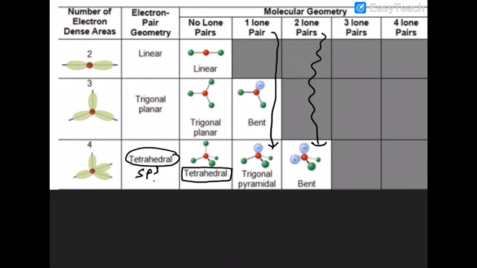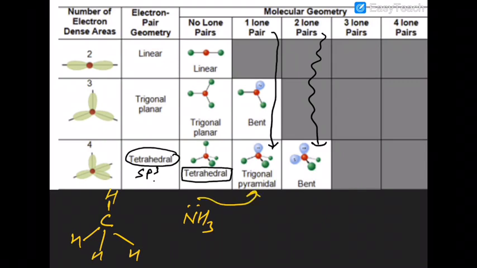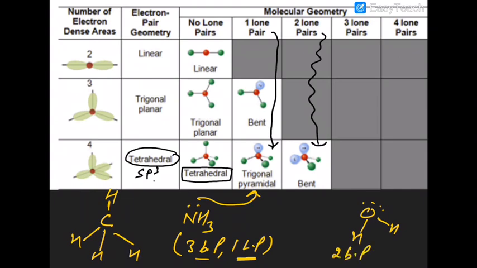Look at the example. I have already given you one example, that if you have methane, then it is fine. But in case of ammonia, you have trigonal pyramidal geometry. Why? Because there are three bond pairs and one lone pair present. The presence of one lone pair distorts the tetrahedral geometry. In case of water, that is H2O, there are two bond pairs and two lone pairs. So it becomes bent shape.